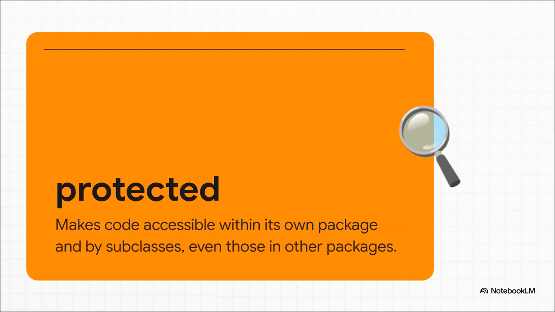Now we get to the interesting one in the middle, protected. This one's a bit special. It's got a dual purpose. Code that's protected is visible to everything else inside its own package. But, and here's its superpower, it's also visible to any subclasses, even if those subclasses live in a totally different package. You can think of it as a key for close family members.